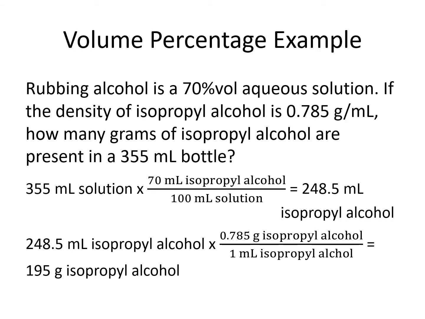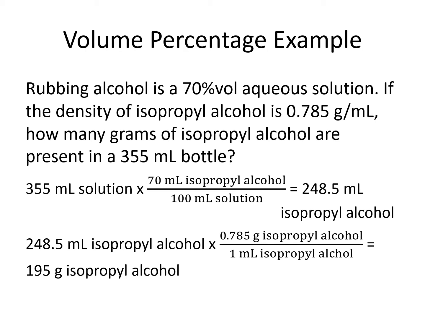Here's an example of using volume percentage as part of a calculation. We have a 70% by volume solution of rubbing alcohol. Again, that percent vol is important to tell you that this is not a mass percentage. We're also given the density of pure isopropyl alcohol, which is 0.785 grams per milliliter. Isopropyl alcohol is the main component of rubbing alcohol.